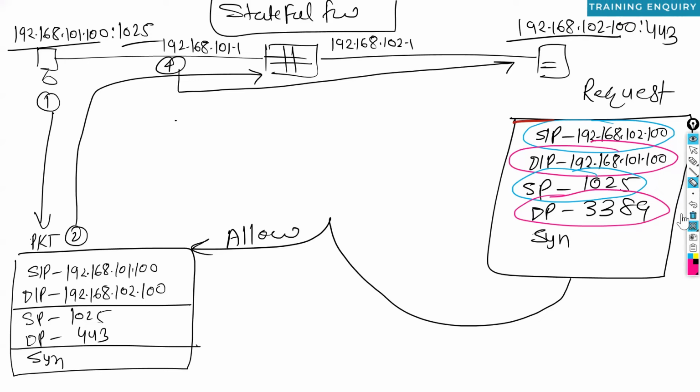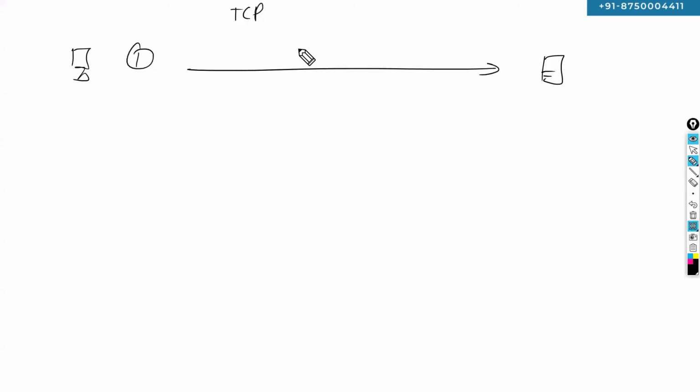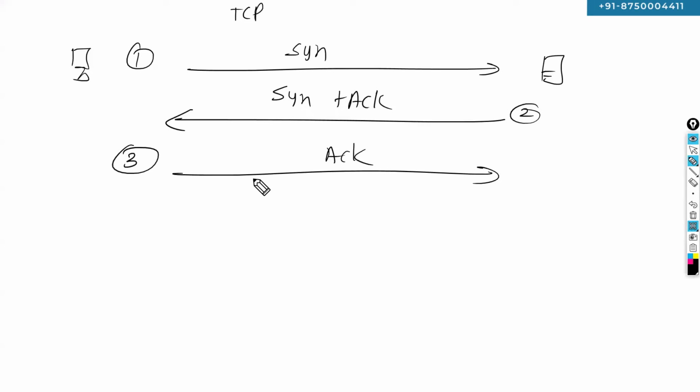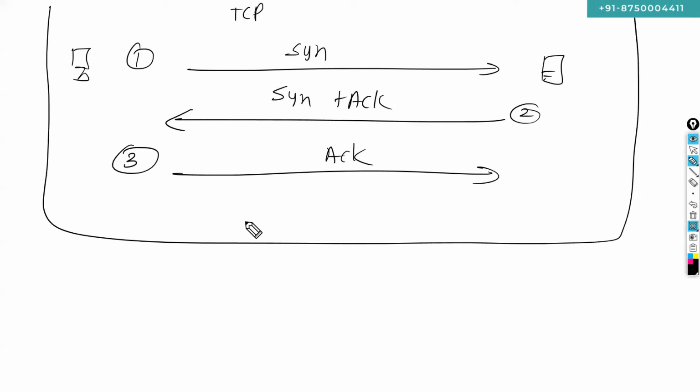What is the main difference between stateful and stateless? We have a client and server. This client is using TCP. So the first flag will be SYN, second will be SYN plus acknowledgement, and third will be acknowledgement. Who follows this procedure? This procedure is followed by a stateful firewall.